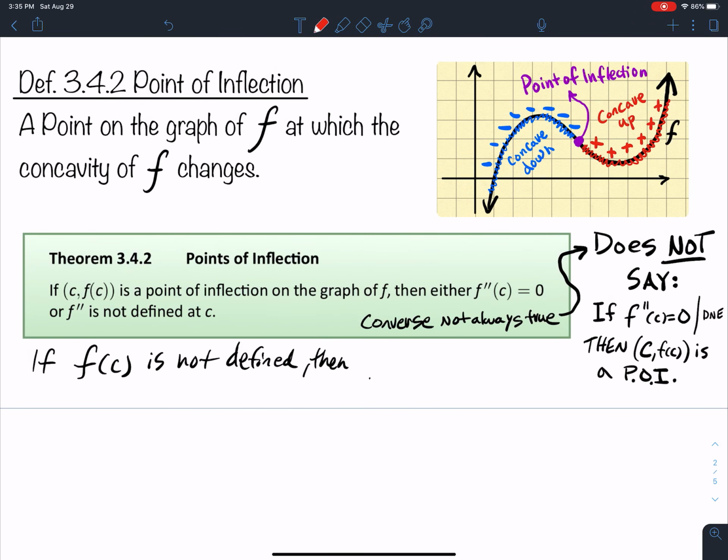Now, we talked about f double prime not being defined. What about if f of c is not defined? Well, the second derivative evaluated there does not exist, obviously, if the original function doesn't exist at that point. So then x equal to c is not an inflection point. If it's not defined at the point, it can't be a point of inflection. If there's no point there, then how can you have a point of inflection?